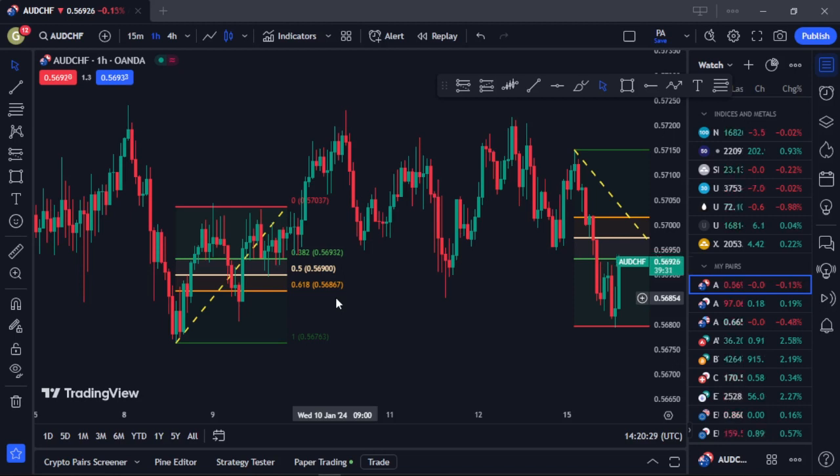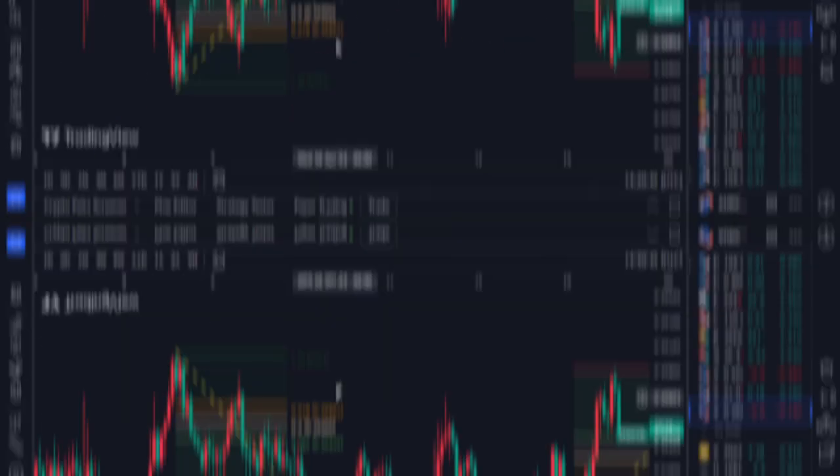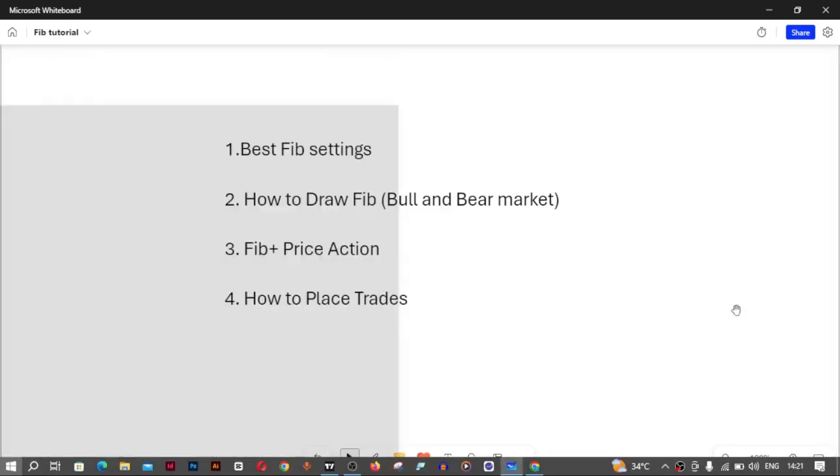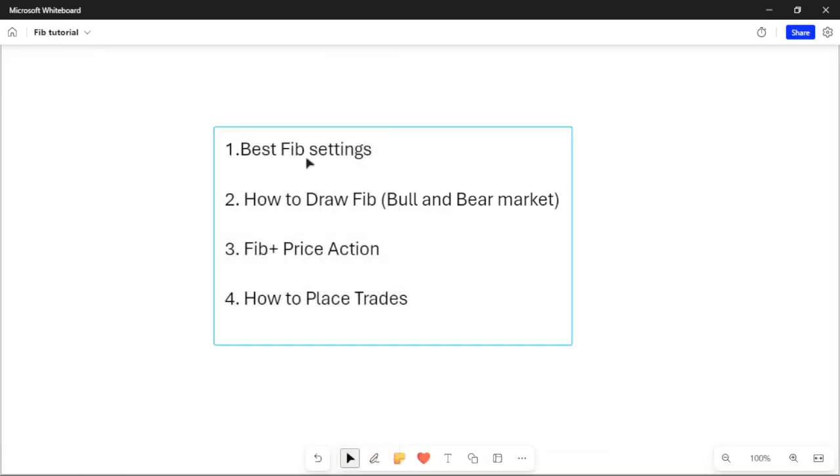So now that you've known how you can do your Fibonacci and everything, let me show you how you can actually trade using Fibonacci, meaning we are going to mix Fibonacci with price action to determine how we are going to trade this market. So now you've seen the best settings for Fibonacci. You've known how to draw your Fibonacci in a bull and bear market, which is to say in an uptrend and a downtrend. Now the next thing is we are going to mix this Fibonacci with price action so that we can trade the market the best way.